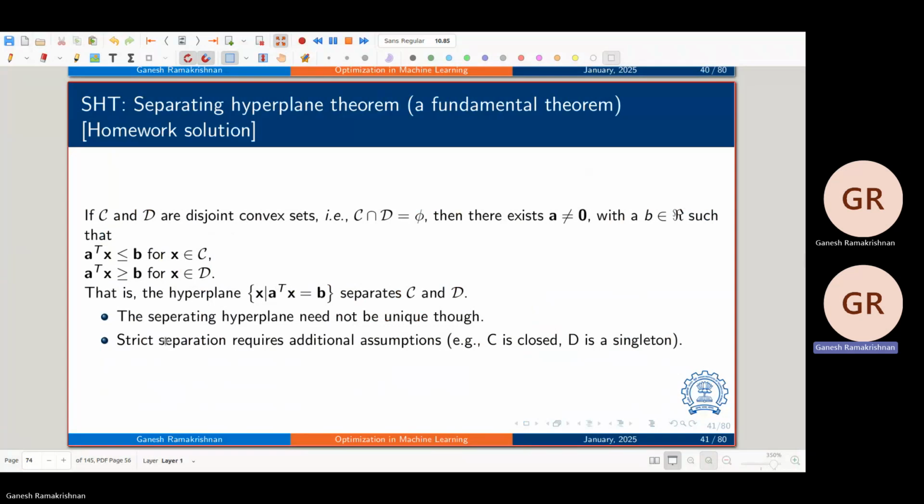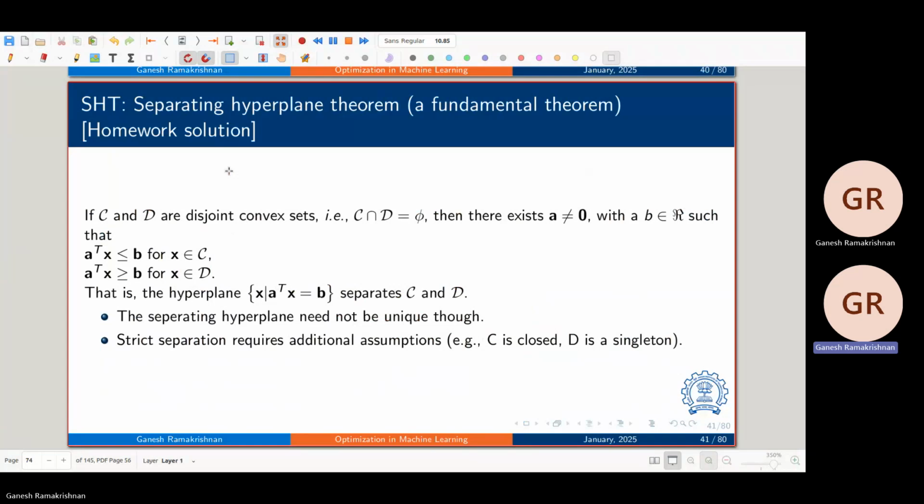Right, so this is the supporting hyperplane theorem. As I said, you need to read this a bit and understand. If you have two disjoint sets, C and D, there is a separating hyperplane. Sorry, the separating hyperplane theorem. The homework for you was to think about the supporting hyperplane theorem, so I'm giving you the separating hyperplane theorem to give you a lead into the solution.